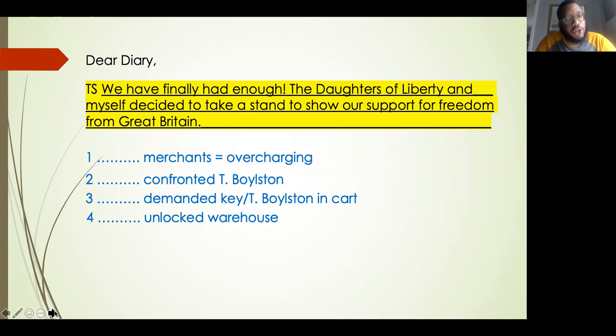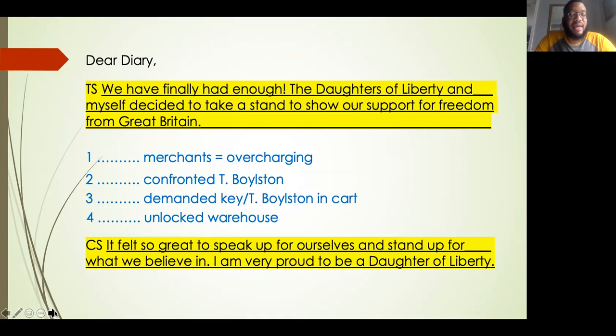And so for my concluding sentence, I'm also going to use the strong statement. And I'm going to say, it felt so great to speak up for ourselves and stand up for what we believe in. I am very proud to be a daughter of liberty. So here we have wrapped up our letter. Once again, we're stating how we feel, and we're wrapping up what this entire letter was about. This letter was about how Deborah and the other daughters of liberty spoke up for themselves and they stood up for what they believed in.